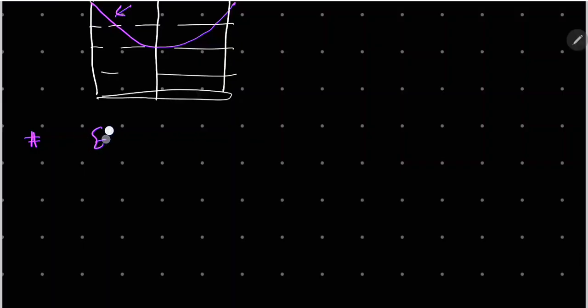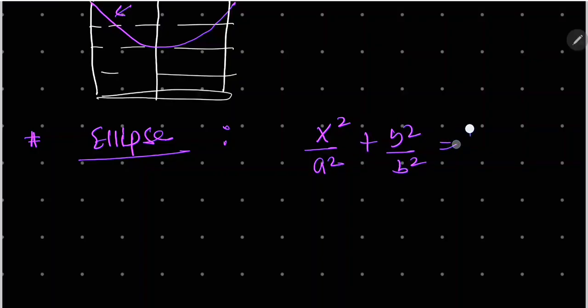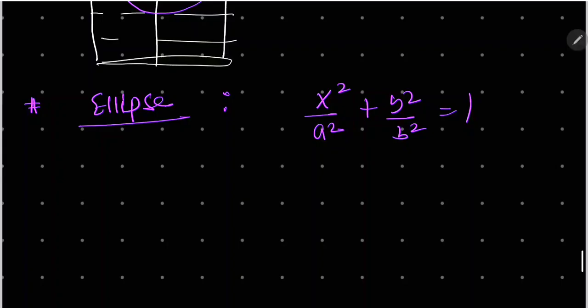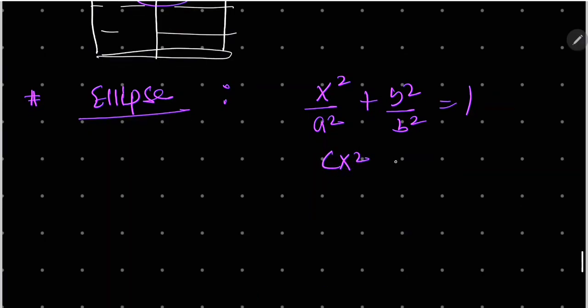Next, let's say ellipse. So what is the equation of an ellipse? Let's say the standard equation of an ellipse is x square by a square plus y square by b square equals 1. Mind it that 1 by a square is the coefficient of x square, and 1 by b square is the coefficient of y square. It is not necessary that you write a square or b square. This is the standard way. You may write it like c x square, and d y square equals 1. So a square and b square is the standard way to write it, but you have to understand 1 by a square is the coefficient of x square, and 1 by b square is the coefficient of y square.